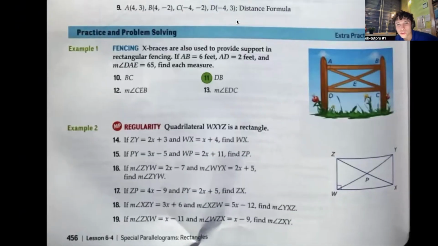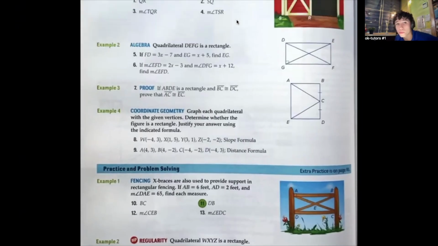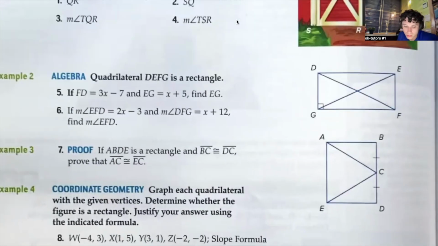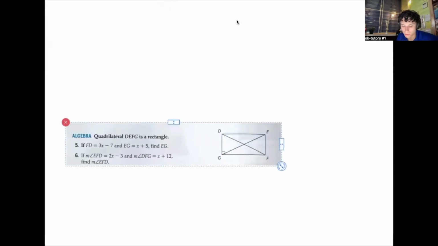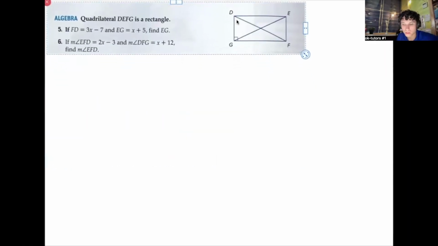I'm going to give you this one so you can practice, but I'm going to do it in a Google Forms. So let's do this example number 2. Let's take it out of here. Take a screenshot. There you go. Okay. Let's do this example.